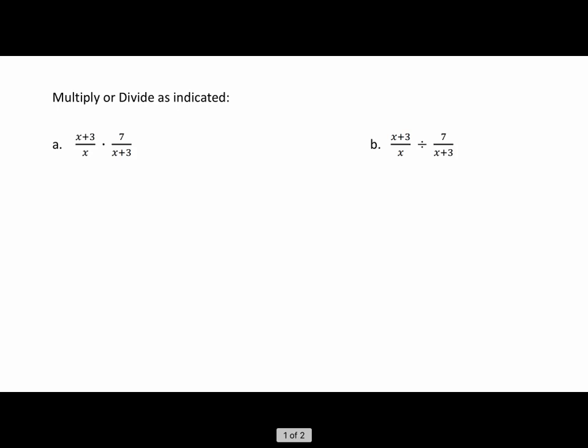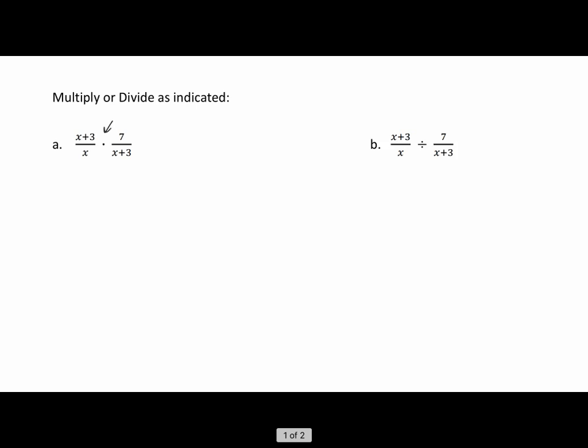So we learned how to multiply and we learned how to divide rational expressions. The point of this section is to get a little more practice doing so and be able to identify which is which, because if we can't do that, we won't know what to do. So for example A, our directions are multiply or divide as indicated. So what's the indication here?